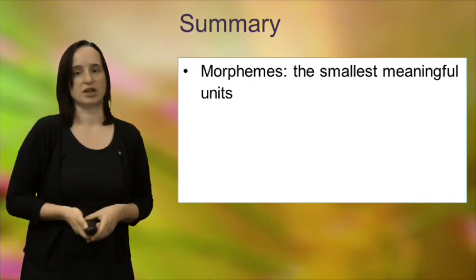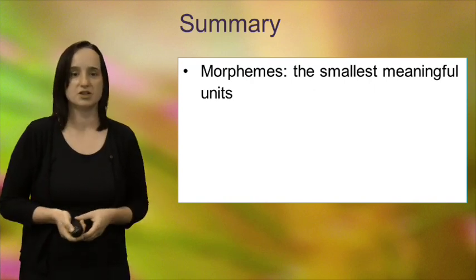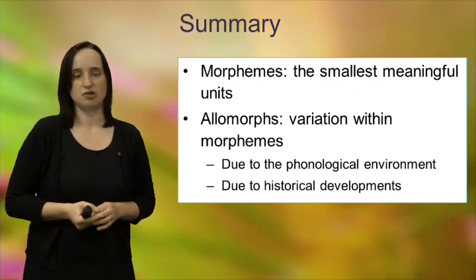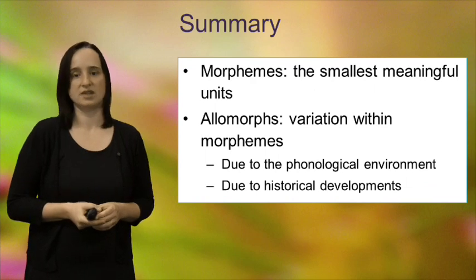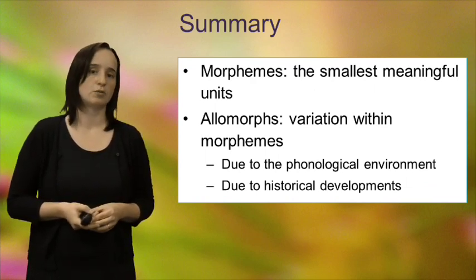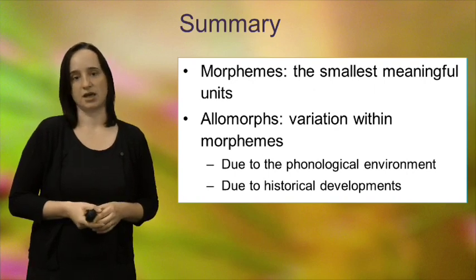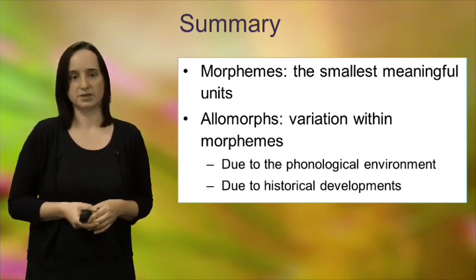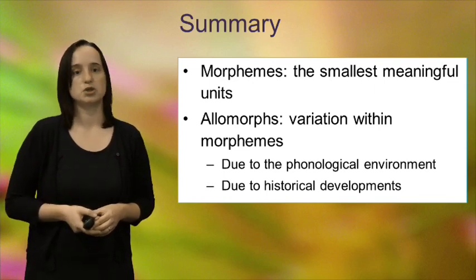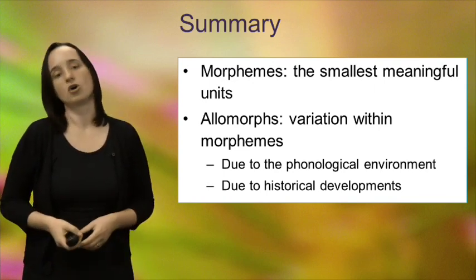Right, a summary. We said morphemes are the smallest meaningful units, and allomorphs are variation within morphemes. Allomorphs are different forms within the same morpheme. And we distinguished between two different types of allomorphs, namely those that appear in specific phonological environments, so due to different sounds, and those that appear due to the history of the language or loanwords.